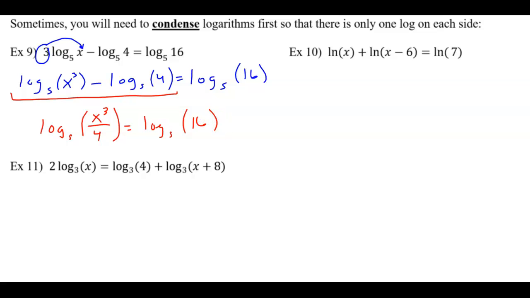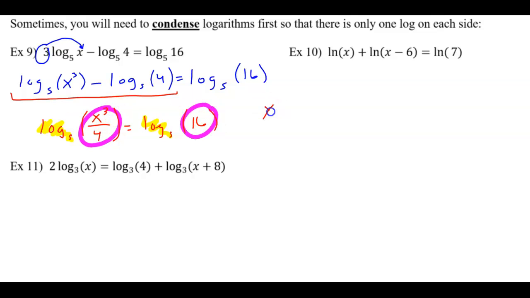So we condense that left side so that it's really easy to compare the left side to the right side. So we now have log base 5 of x cubed over 4 equals log base 5 of 16. We have 1 log on both sides. Sorry, it's supposed to be a highlighter. We have 1 log on both sides. Therefore, this must be equal to this.